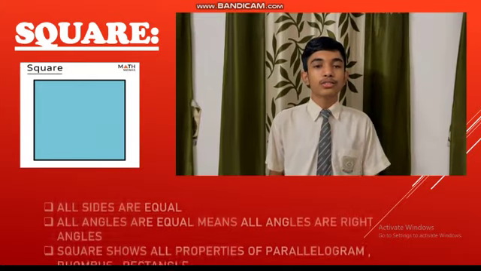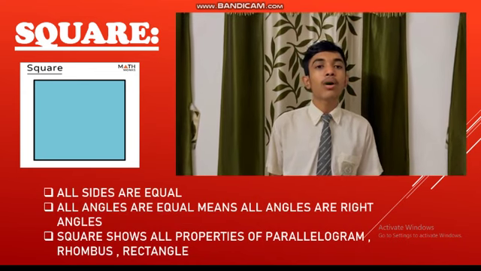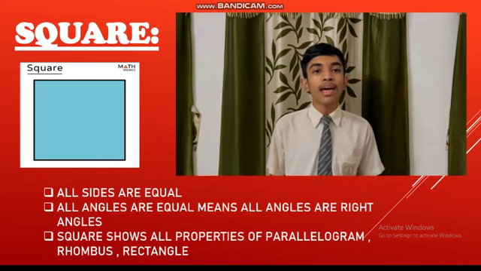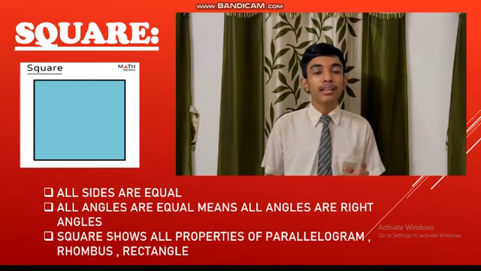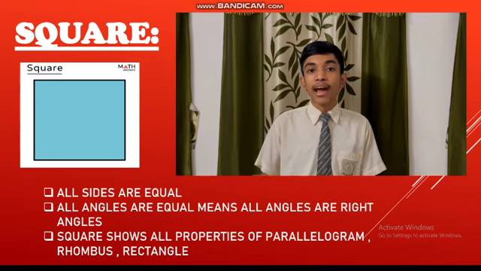Now the square. A square is a four-sided polygon with all sides equal and all angles 90 degrees. The diagonals are equal and the diagonals bisect each other at 90 degrees. The diagonals also act as angle bisectors.